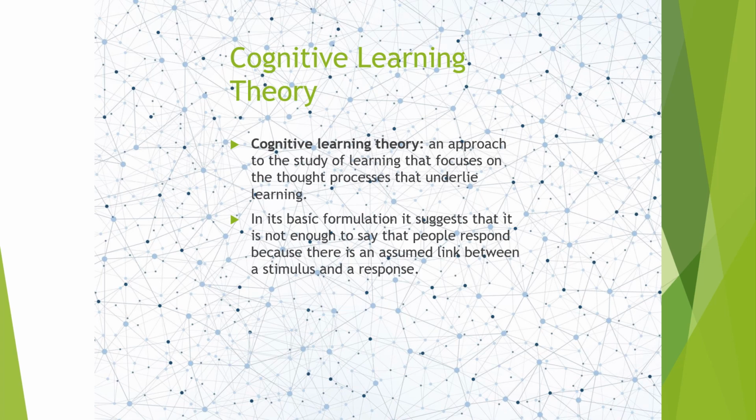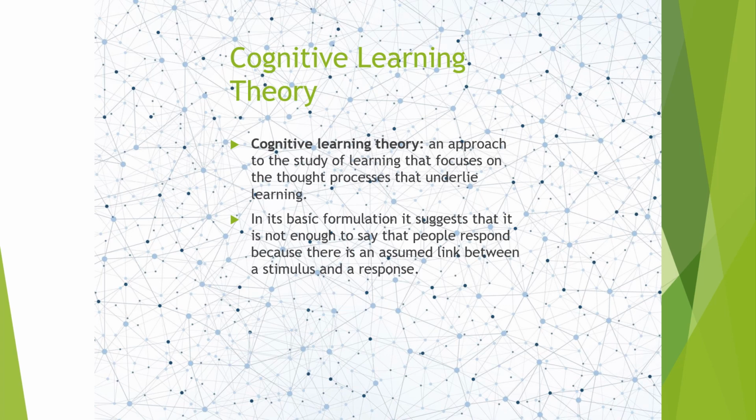In its most basic formulation, the cognitive learning theory suggests that it's not enough to say that people respond because of this assumed link between a stimulus and a response. So it's not just enough to say there's some stimulus and a response. You have to think about what thought processes occur between that stimulus and response.